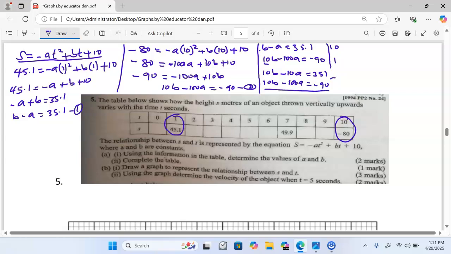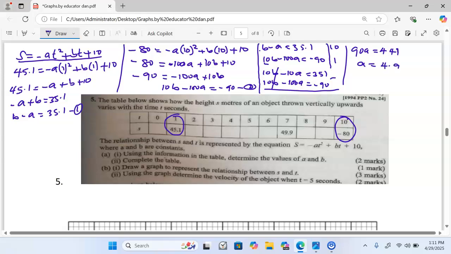Then we subtract the two equations. This part goes negative 10 minus minus 100, you'll get positive 90. So we are going to have 90a being equal to 351 minus negative 90, which will give us 441. Meaning if you divide both sides by 90, the value of a is going to be 4.9.